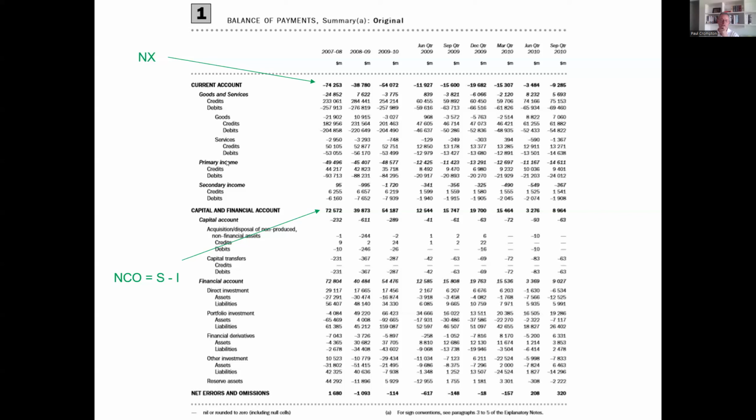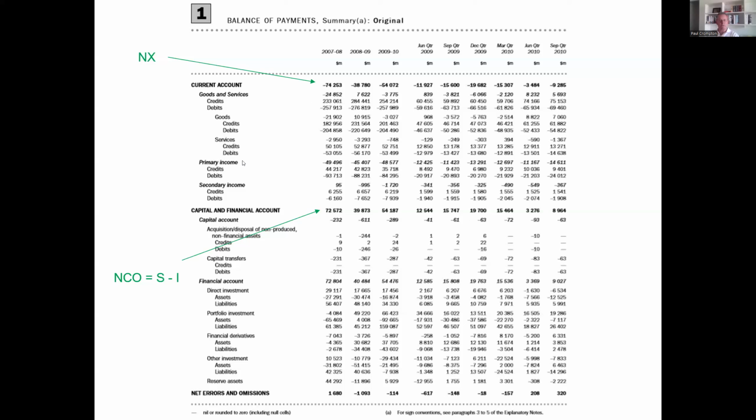Okay, so as I said, acknowledge that we do have a primary income deficit, but acknowledge that the goods and services balance, well, there was a surplus in that year, just think of that as the main part of the current account.